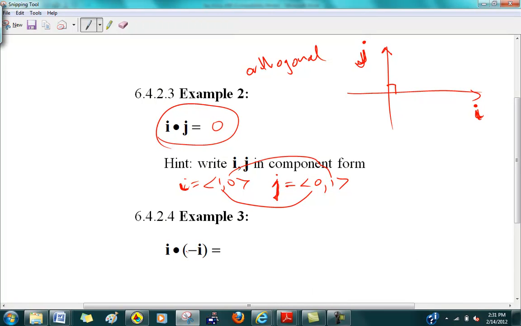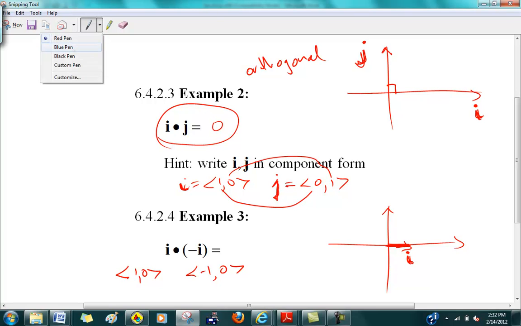Okay. Doing the next example, you know that i is going to be equal to 1, 0. Negative i is going to be negative 1, 0. It will be in the opposite direction. So what do we have here in terms of pictures? Okay, here's my i vector, up to there. And minus i is in the opposite direction. Okay, same magnitude. So here's my j.